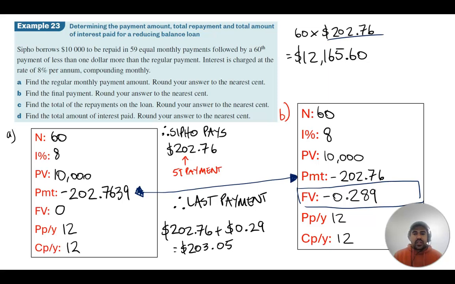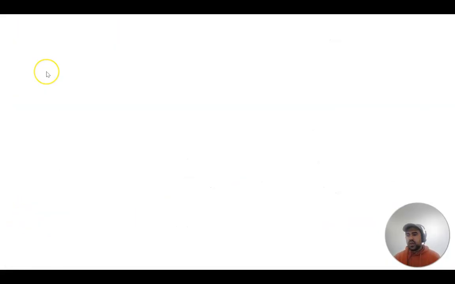Now example 23 has also questions C and D. I'm just going to make a quick page for this. Alright, question C, if you just look in your sheet, it's asking us to find the total of the repayments on the loan. We round our answer to the nearest percent.